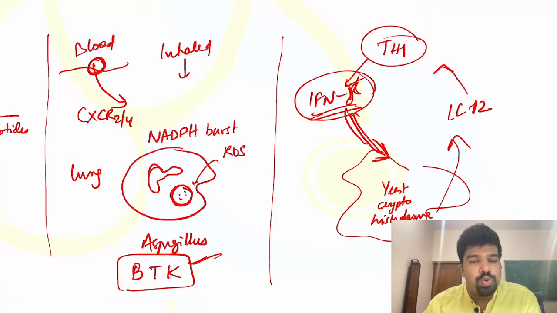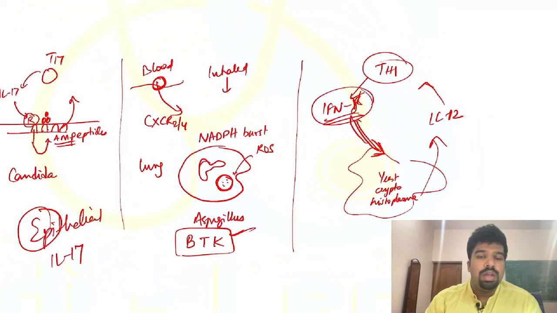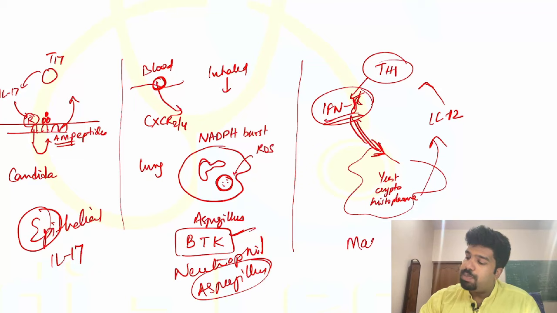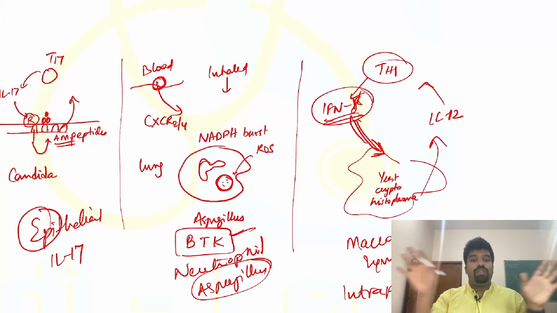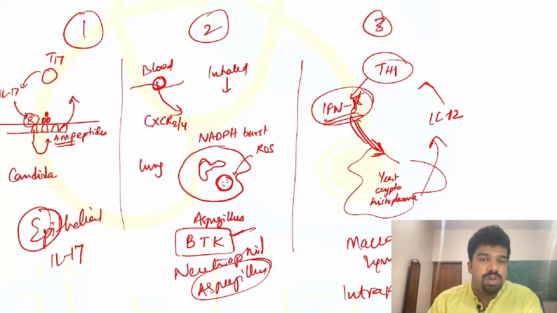So you have three different responses. One is the epithelial for Candida. Okay, it involves IL-17. Then you have neutrophilic, which is going to be using the Bruton tyrosine kinase pathway and the NADPH burst, which is going to kill Aspergillus conidia. And then you have the macrophage pathway with lymphoid cells, noted lymphoid cells, which are going to kill intraphagocytic fungi, for example Histoplasma and Cryptococcus. Okay, these are three different pathophysiologies, 1, 2, and 3. This is very, very important for you to know. Please pause, go back and read and understand these three important pathophysiological mechanisms of fungal killing.